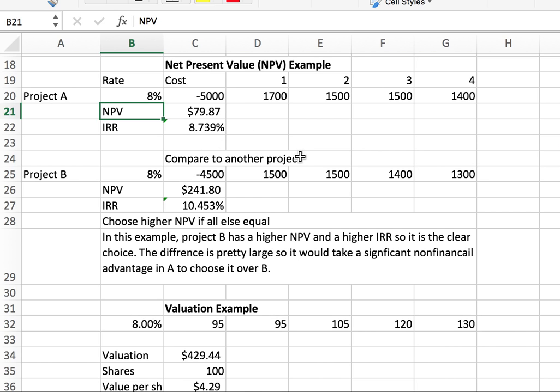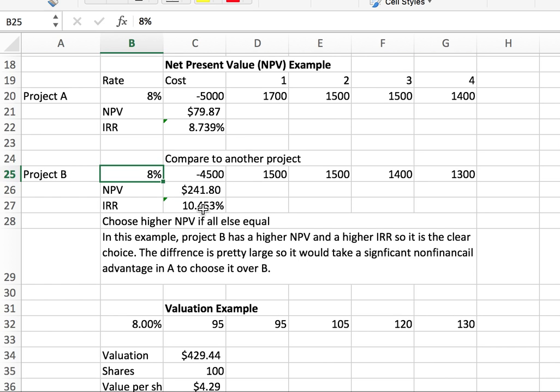Now we can compare this to another project, because even though this is a positive return, we know how much the return would be, but we might have limited capital. In other words, we don't have $5,000 for every project. We only have $5,000 for one project, or close to it. So we'll compare to this other project. This one costs $4,500 and it brings in just a little bit less cash flow. So we do the same calculations, but because we're putting in less money and we're generating pretty good cash flow from it, the net present value here is significantly higher, $241. We are having a higher return than 8% by a good margin.